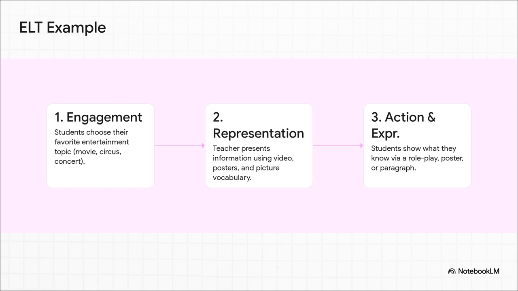For representation, they don't just get a boring word list. Nope. The teacher shows a video, puts up colorful posters, and the vocab list has pictures. Then finally, for action and expression, students can choose how to prove they get it. They can do a role play, create a mini poster, or write a paragraph. See, the flexibility is just built right in.